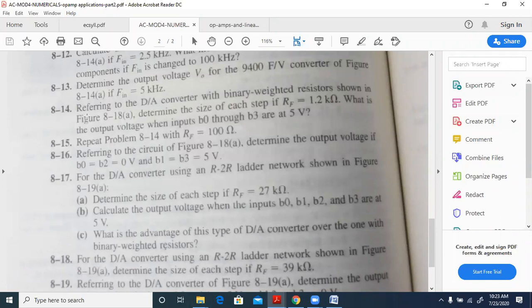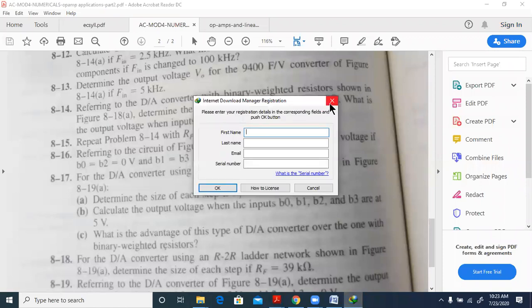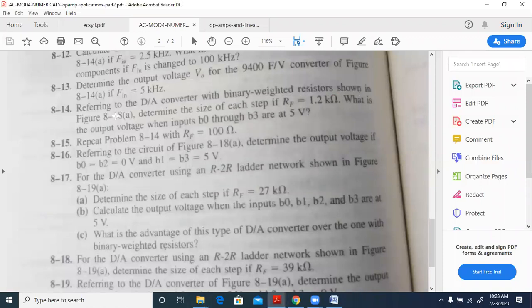8.14 is here referring to the DA converter with binary weighted resistor shown in the figure. 8.18A: determine the size of each step if RF is equal to 1.2 kilo ohm. What is the output voltage when the inputs B0 through B3 are 5 volts? Okay, so we need to find the size of each step if RF is equal to 1.2 kilo ohm. What is the output voltage when the inputs V0 to V3 are all equal to 5 volts?